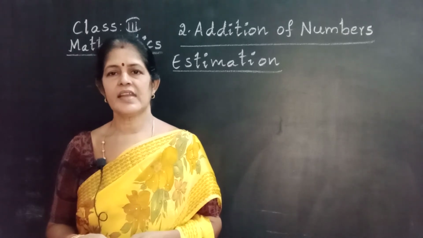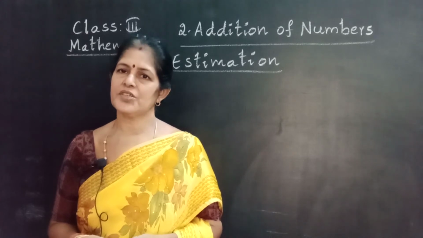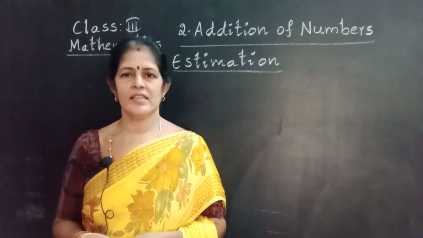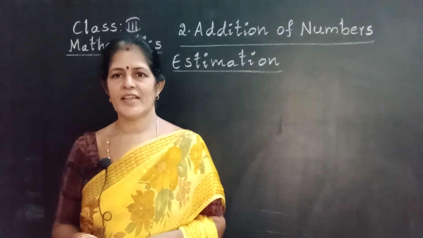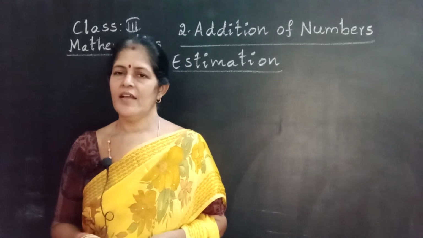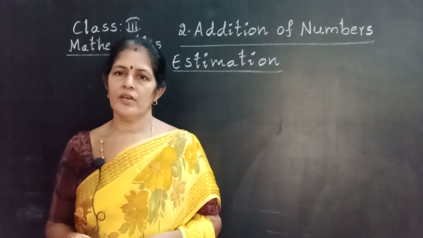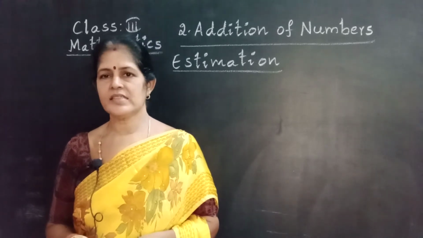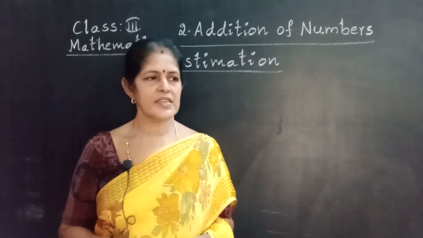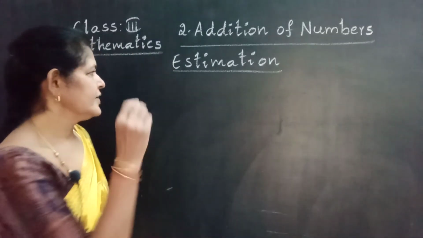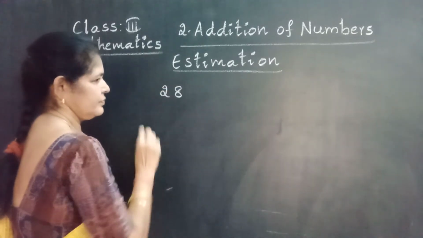Rounding off the numbers nearest to the tens, rounding off the numbers nearest to the 100. This one you already learnt in chapter 1. Once I revise the rules of estimation, then we go to how we use rounding off numbers nearest to the tens and nearest to the hundreds in addition. First of all, the rules. The given number is 28.